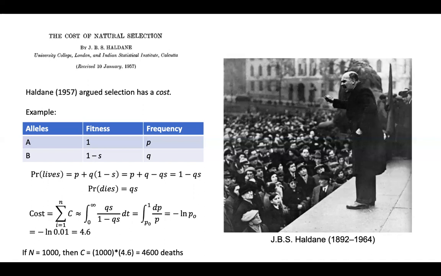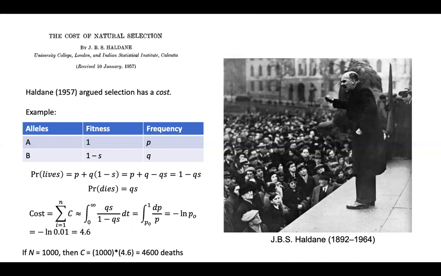So how does that accumulate over time? If we set QS over 1 minus QS equal to C, and assuming that the rate of increase of the A allele is relatively slow, we can approximate the cost using just a bit of calculus, which simplifies ultimately to the negative natural log of P naught. In our example, we used P equals 0.01, so C equals 4.6. If we assume a population size of 1,000, then the total number of selective deaths is 4,600 from the time that P equals 0.01 until it has become fixed in the population.